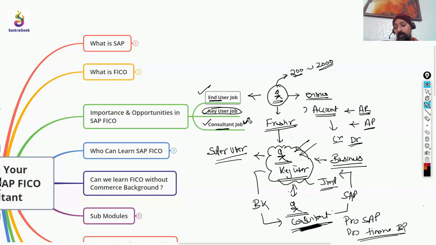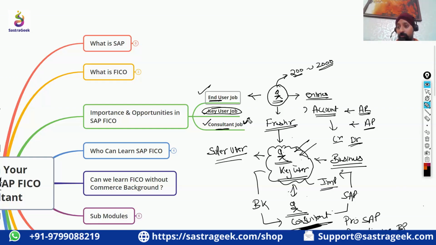jobs. You can also apply for key user kind of jobs also. Okay. You can apply for end user. You can also apply for key user. A consultant can do two kinds of things. He can implement SAP, and a consultant can also do the support work.